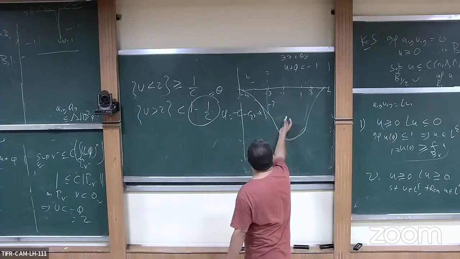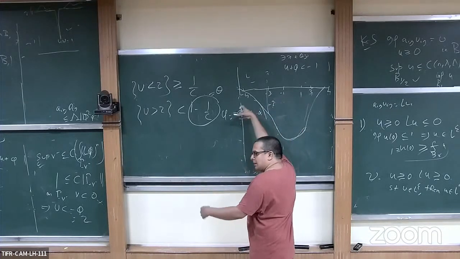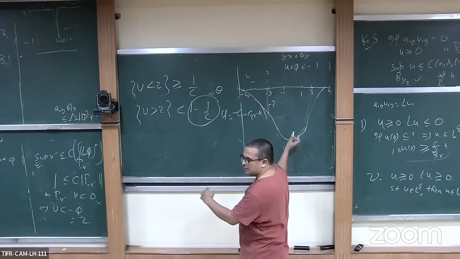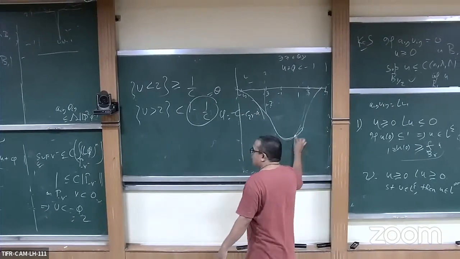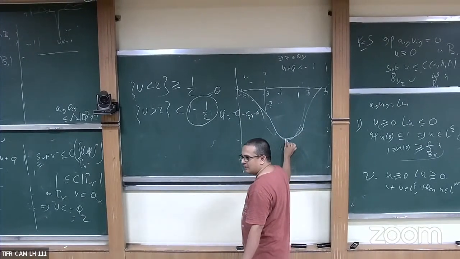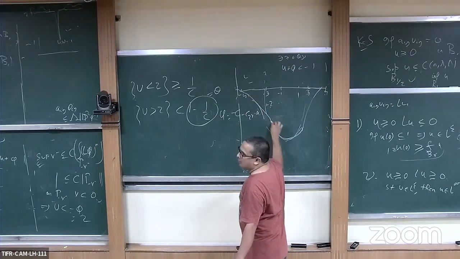Why am I needing to do it? Because I don't know where my u0 is. So I have to adjust this function suitably so that my contact points stay over here, because this is the convex part. This is the bad part. And this is like a concave function, right?